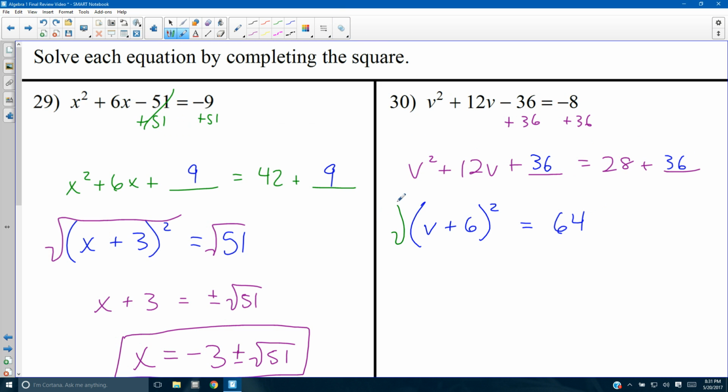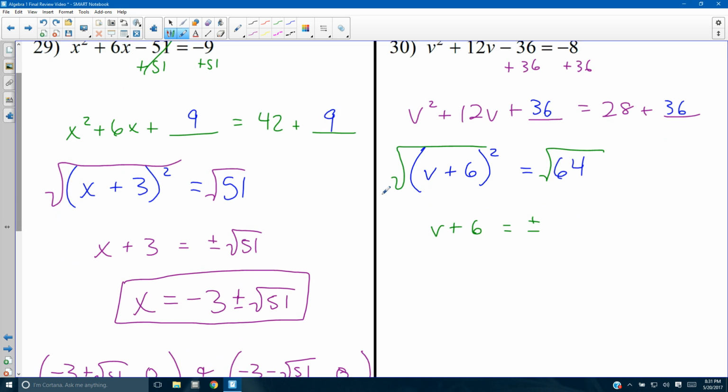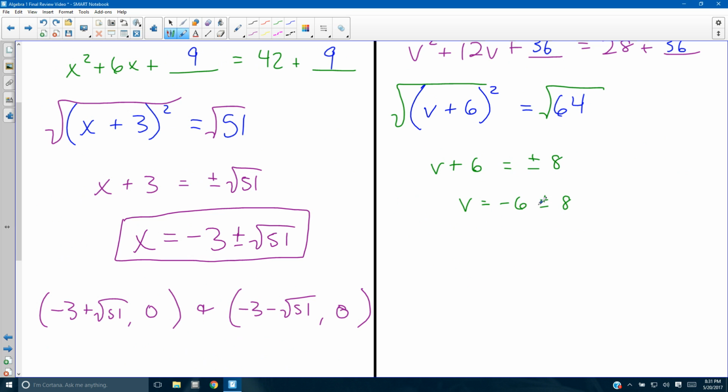Let's take the square root of both sides. v plus 6 equals plus or minus, see, the square root of 64 is 8. So plus or minus 8. So v equals -6 plus or minus 8. Do not leave your answer like this, because we can simplify this farther. We could not simplify the previous one farther, as you can kind of see the difference there.